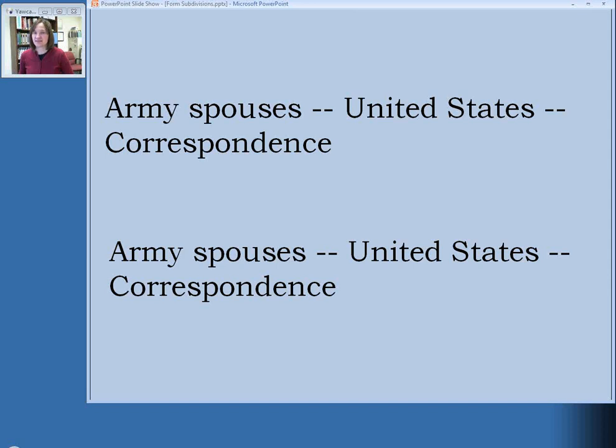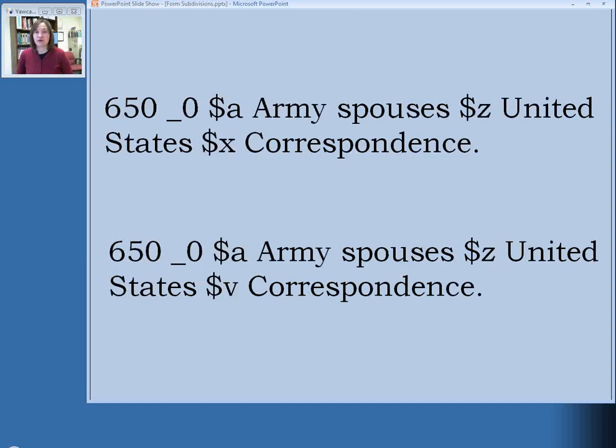Now these two headings look the same, but the difference comes when you want to create the MARC tags for these headings. As you can see, in the top example, correspondence has a subfield X because it is a topical subdivision. However, in the second example, correspondence goes in subfield V because it is a form subdivision.